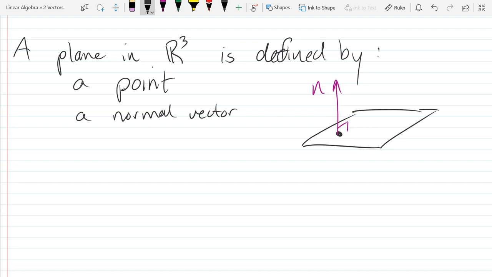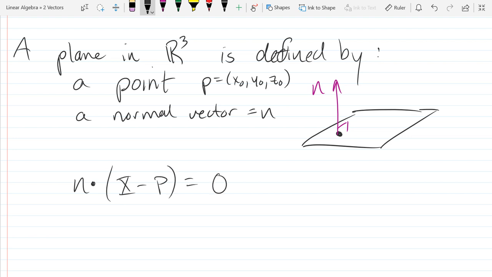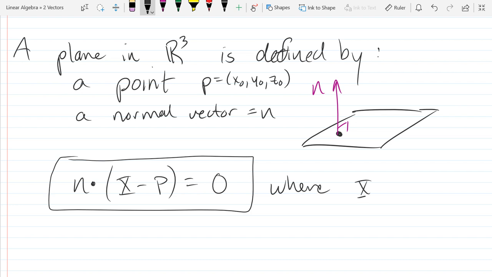And we'll give this point a name. We'll call the point P, and that will be x naught, y naught, z naught. And of course our normal vector is going to be n. So here's the equation of the plane, n dot (X minus P) equals 0, where this capital X is any point on the plane. So we have a fixed point P and then any other point we'll call capital X. What we're doing is forming a vector between these two. And when that is at a right angle, or 90 degrees, to n, then that point will be on the plane.